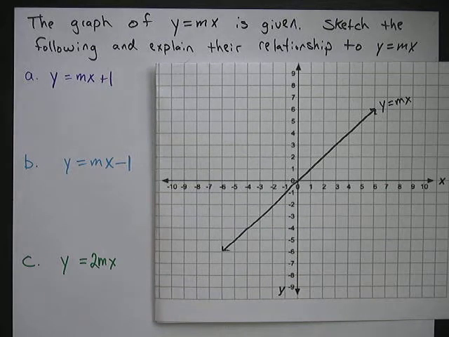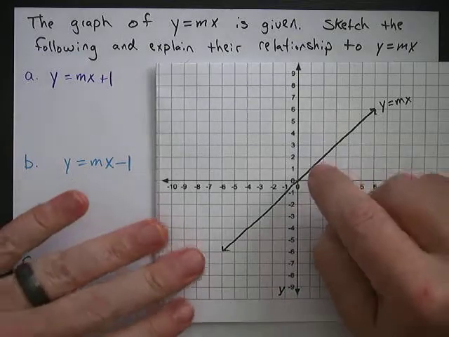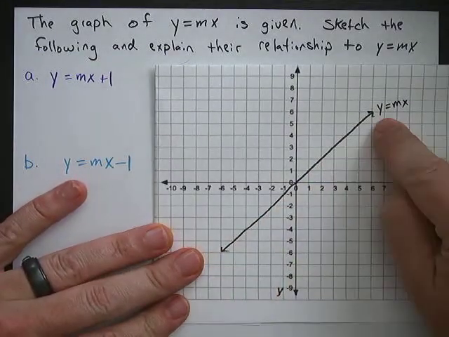Graph of y equals mx is given. Sketch the following and explain their relationship to y equals mx. Okay, so here we have the graph of y equals mx. You can see some things about it. You can see that it has a positive slope because it's going up from left to right.